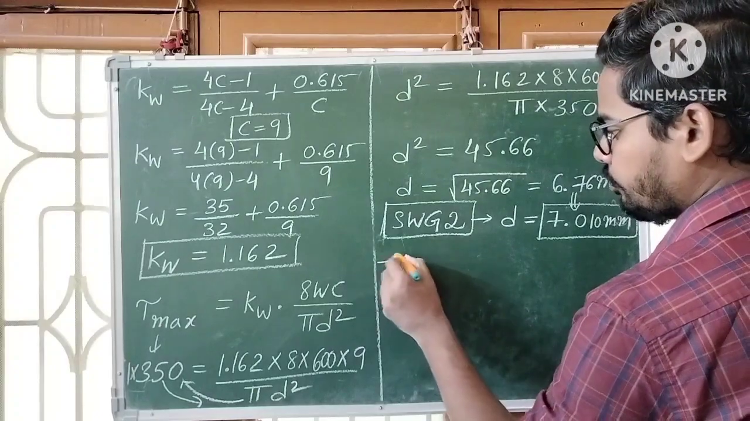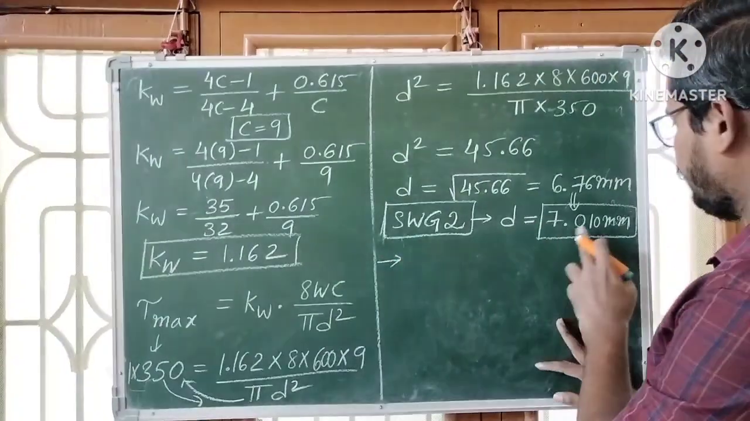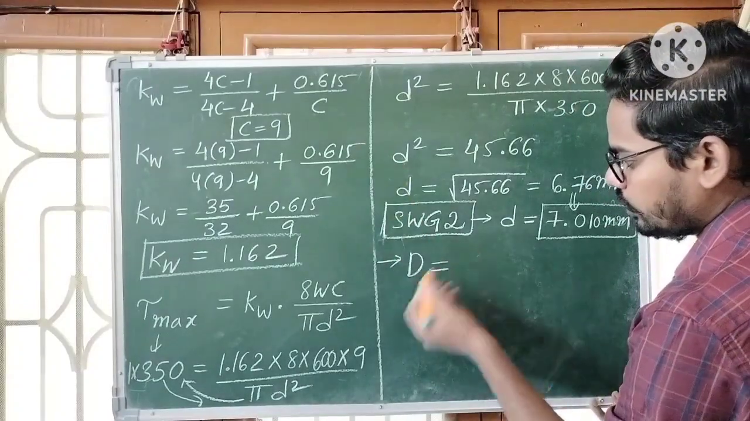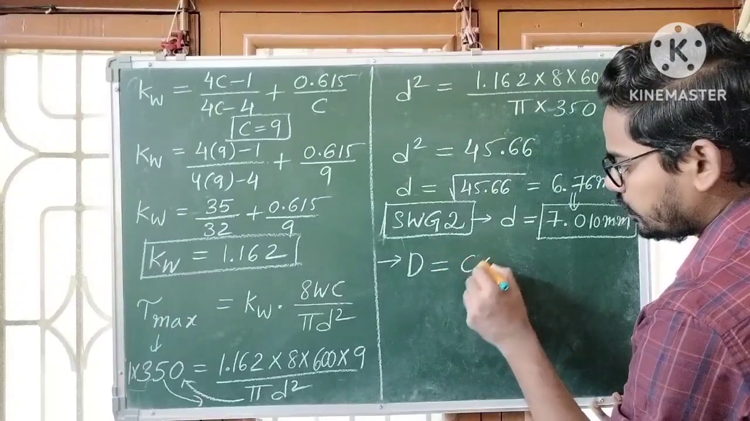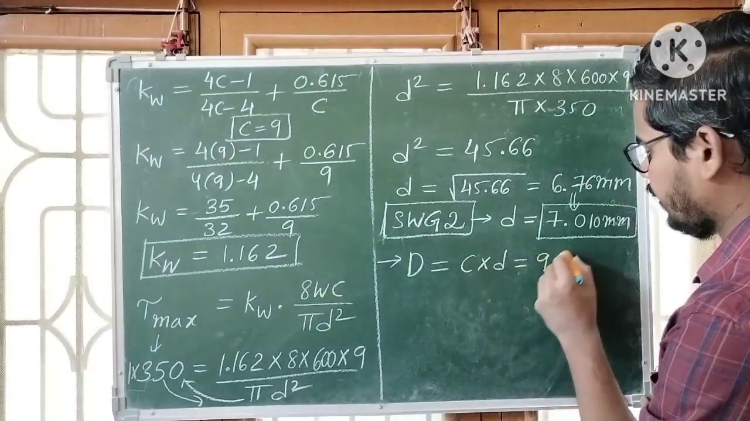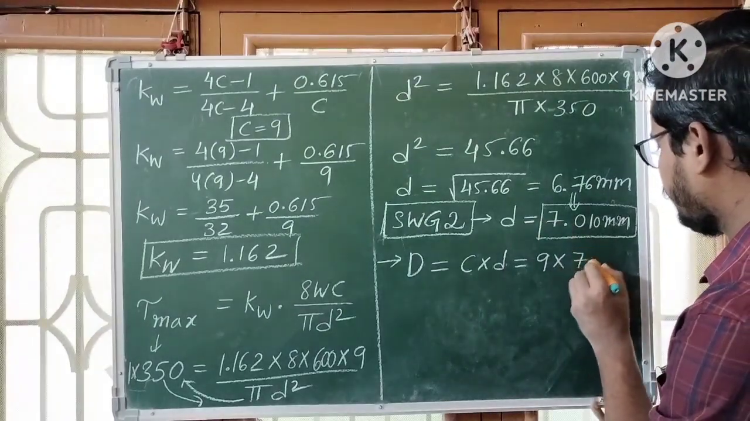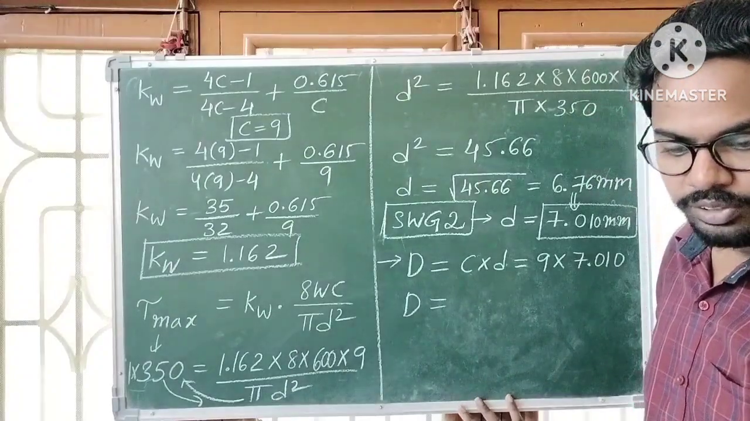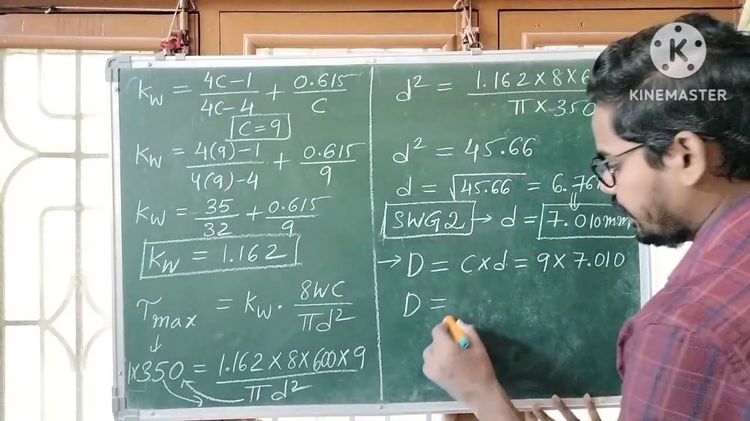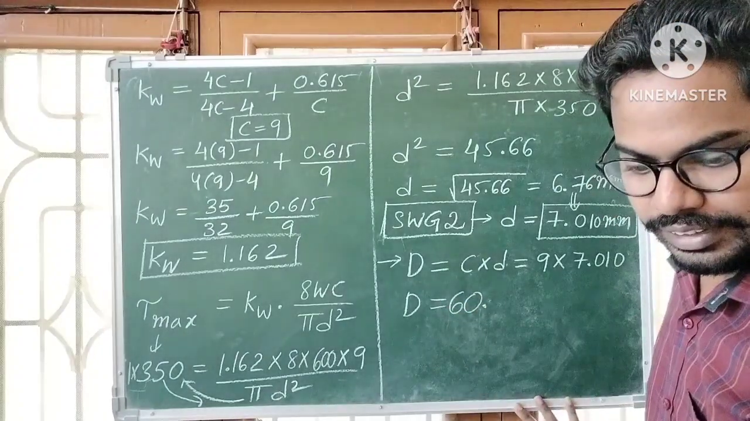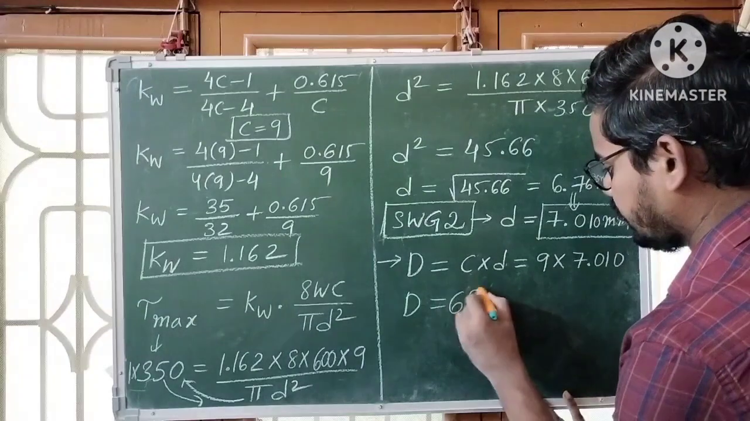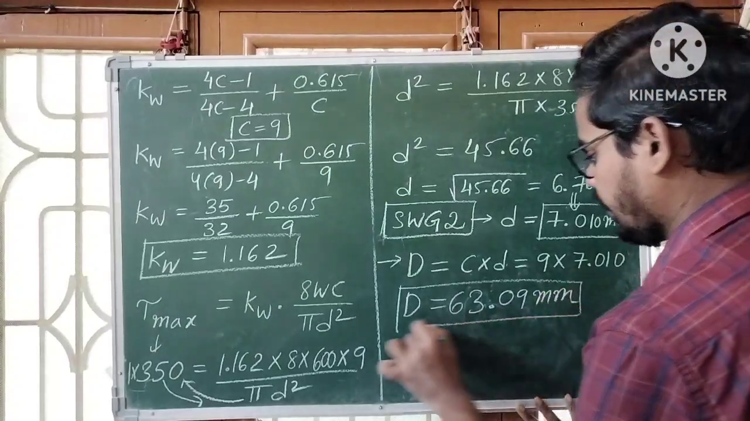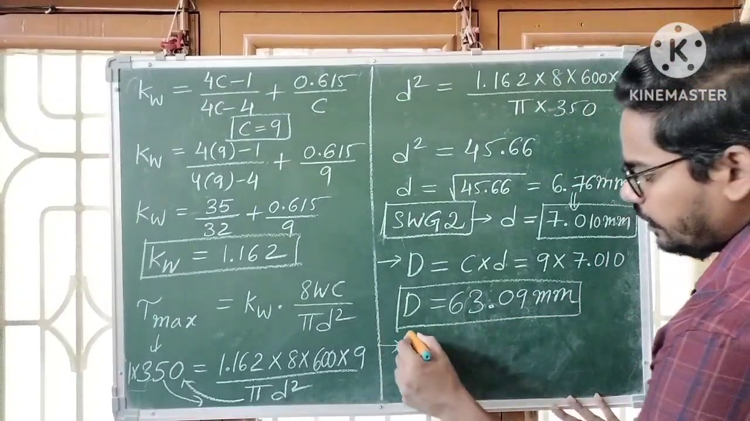So anyhow, here now what is the wire diameter? 7.010 mm. Now find the mean diameter of the coil. What is the formula for mean diameter? D is equal to C into small d. C means spring index 9, into d means wire diameter 7.010. So therefore D, the mean diameter, you will get, here I got 63.09 mm.